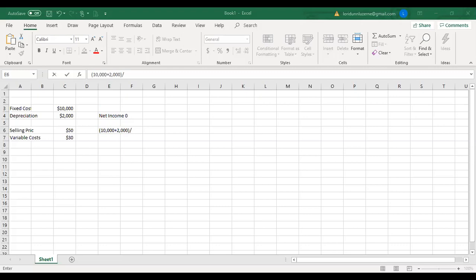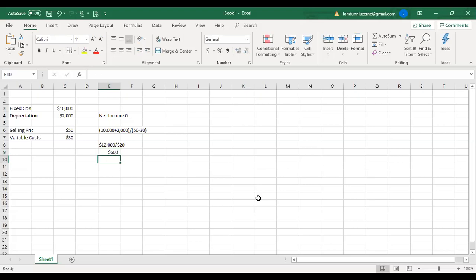Oops, sorry, you could see that. Present value, or I'm sorry, selling price, my brain's all over it. Sorry about that. $50 selling price minus variable costs. So we get 12,000 divided by 20. When we complete that, we get 600.